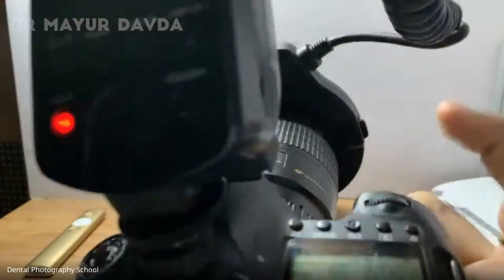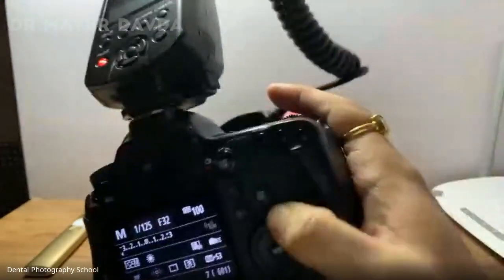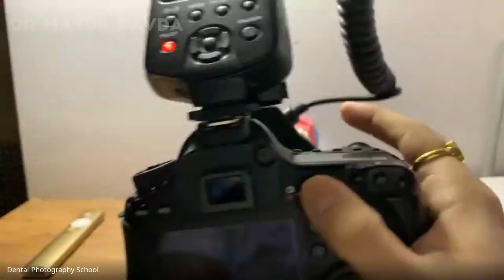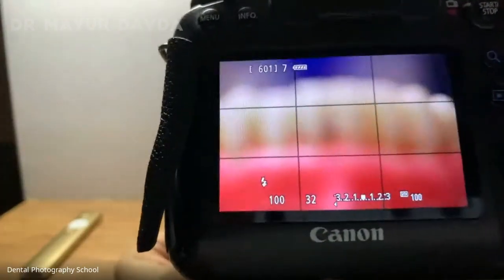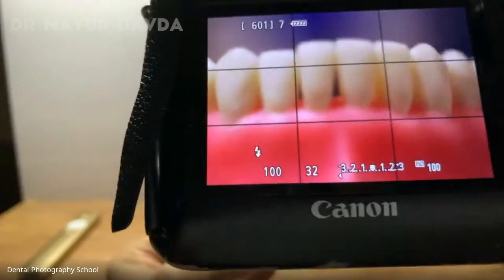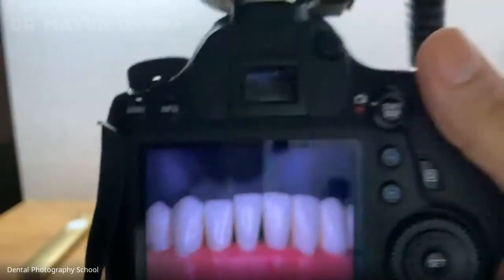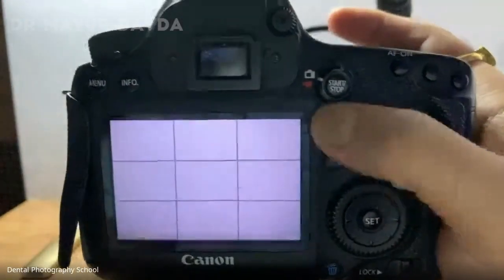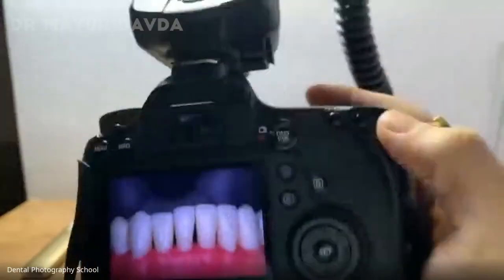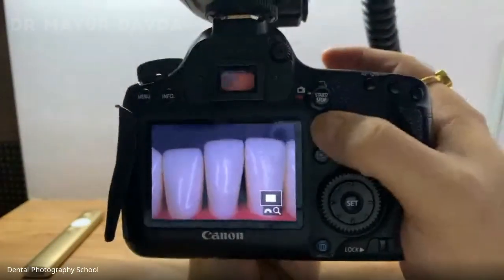Okay, I could not show it to you because my shutter release was not pressing when my image was live. So I'll try it once again, but as soon as it's sharp, I'll try to take a shot. Yeah, it took a shot now. So you can see everything is sharp.